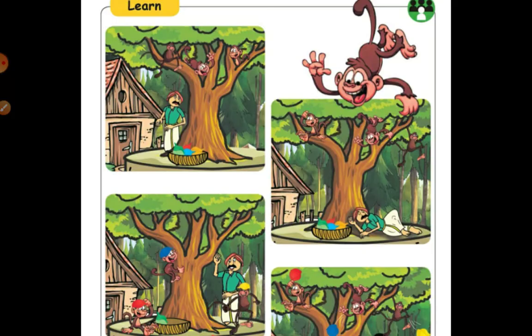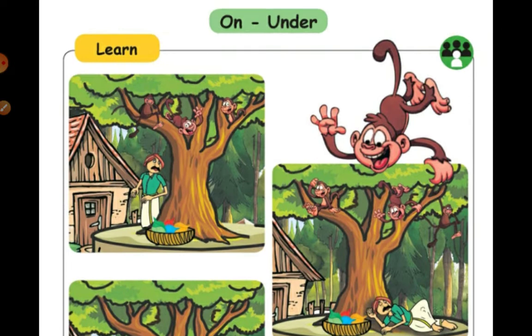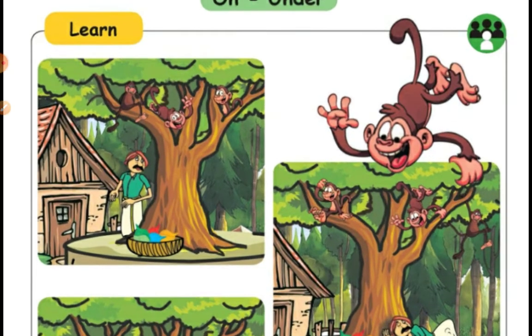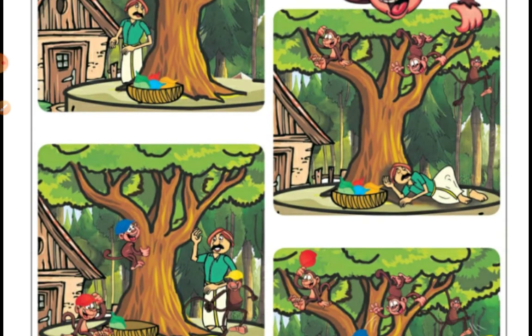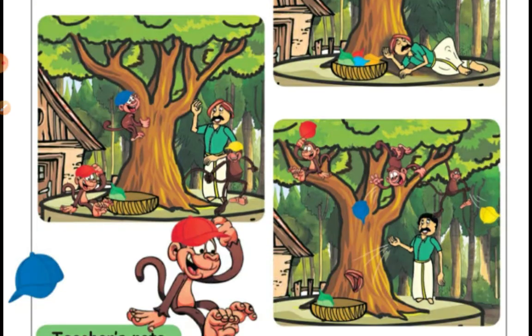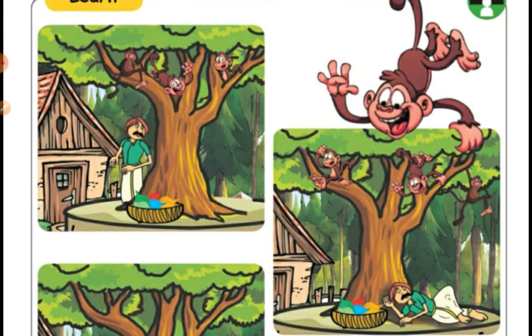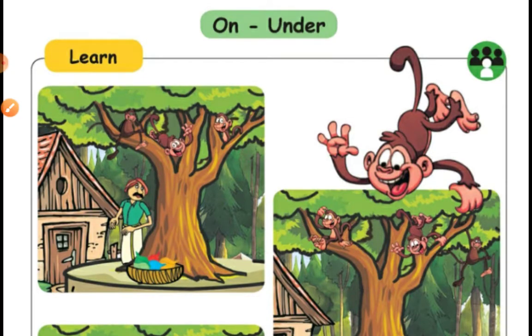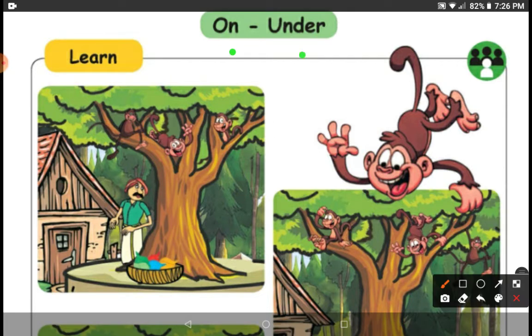See, you all know the story, right? What story is this? Monkey and the caps. I hope you all know the story very well. From the story what you're going to learn is on and then under. Let's all move into the story. On means மேல and then under means கீழ. Are you all ready for the story?